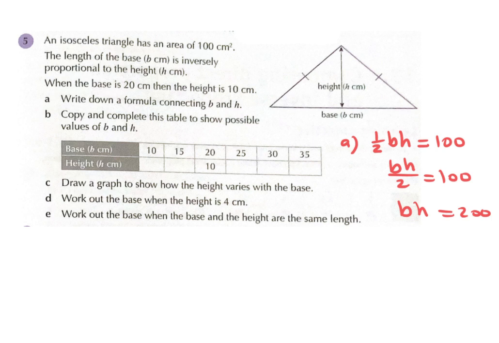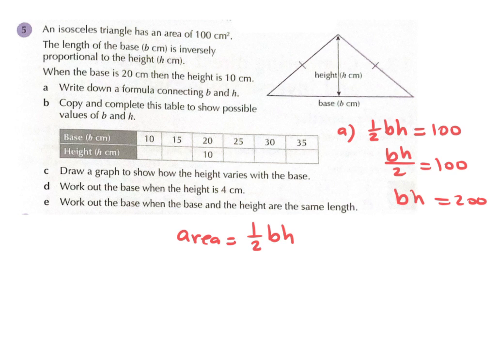Now for B, copy and complete the table to show the possible values of b and h. Now you have the base, we need to find the height. For the area of a triangle, you know that the area equals half base height. What if I need base or height? If I need base, I need base as the subject. So multiply by 2 first, then divide by height.